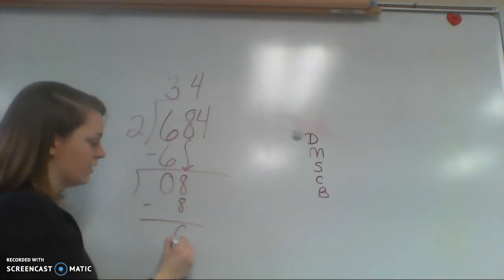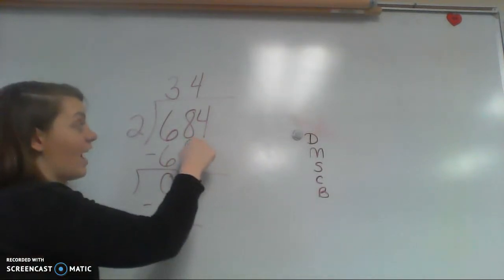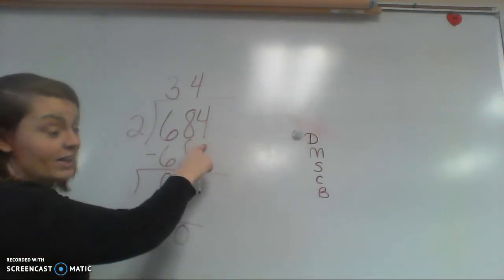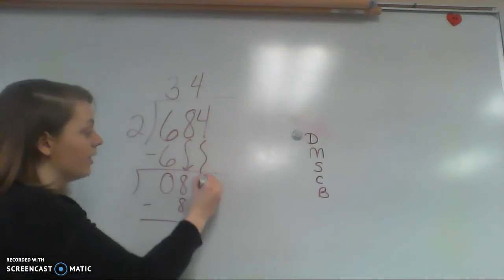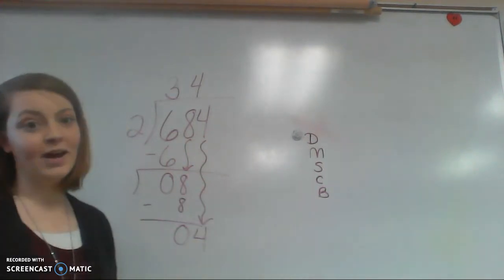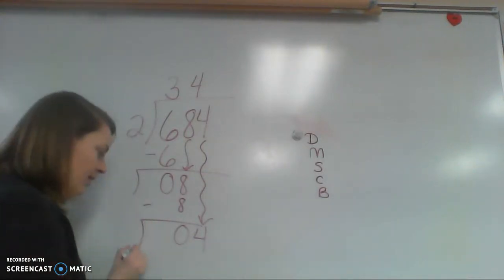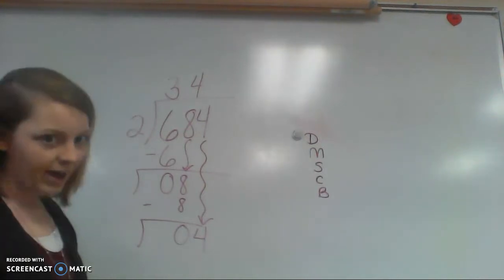Subtract. You're not done yet. You still have not divided by that 4. You can't leave that out. So we're going to bring down again. And guess what? We're going to start the process all over again. So I'm going to draw my division house, and we're going to go back up the mountain.